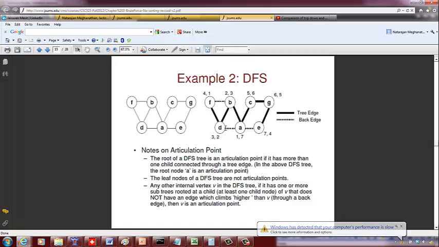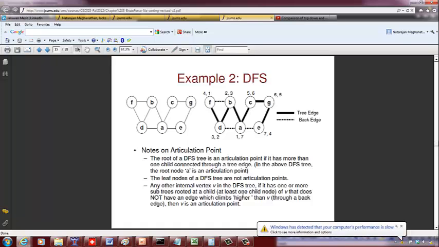Now for the leaf nodes, they are not articulation points. Now for an intermediate node to be an articulation point, they should have one or more subtrees rooted at a child. So at least for one child node, they may have one or more child nodes, right? Each intermediate node could have more than one child node, but for at least one child node, the subtree rooted at the child node, which could include that child node, should not go above the intermediate node and connect to a higher level vertex.